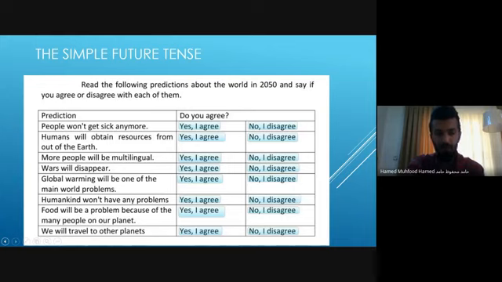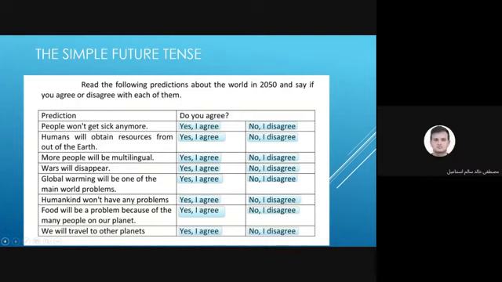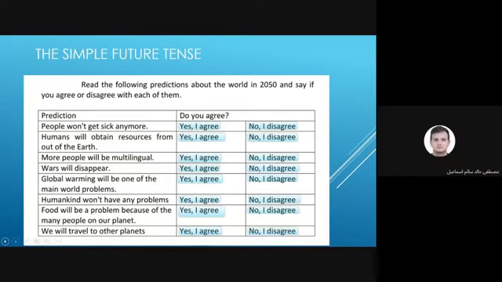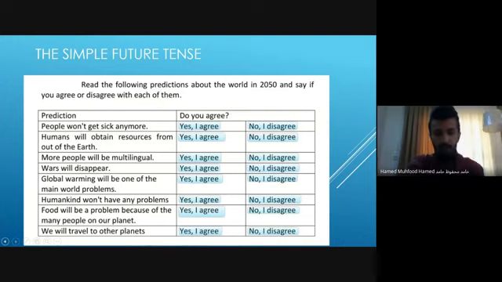The third prediction says more people will be multilingual. What is meant by this? More people will be multilingual. What is meant by this sentence? Yes, I agree. Because people will be multilingual. Yes, that's right. So more people, many people will speak several languages. And you agree on this. Okay.